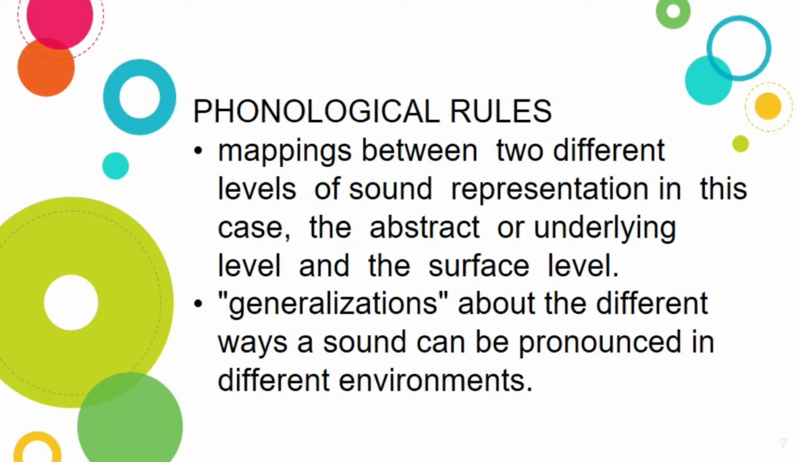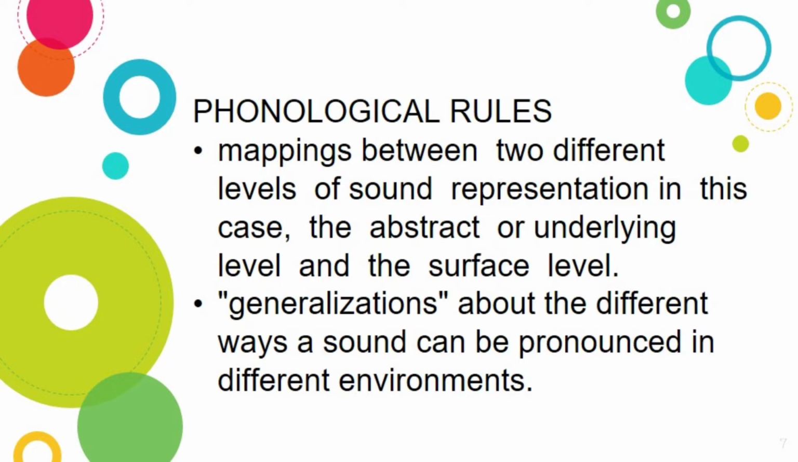John Goldsmith in 1995 defines phonological rules as mappings between two different levels of sound representation, the abstract or underlying level and the surface level. Bruce Hayes in 2009 describes them as generalizations about the different ways a sound can be pronounced in different environments. That is to say, phonological rules describe how a speaker goes from the abstract representation stored in their brain to the actual sound they articulate when they speak.